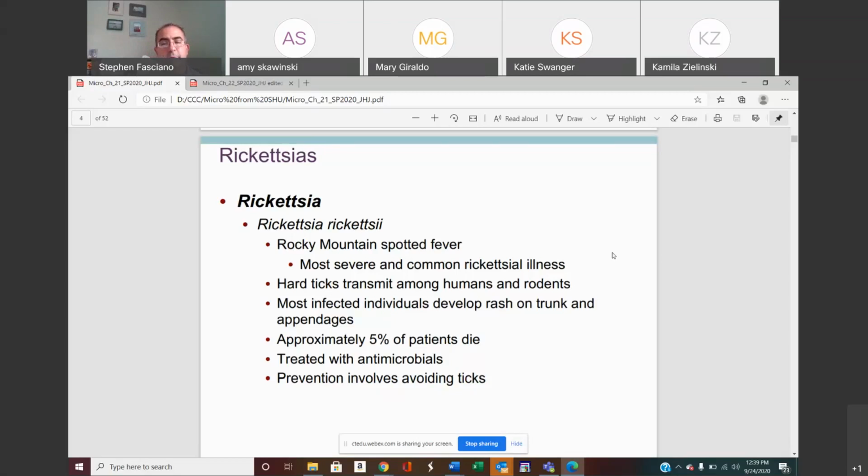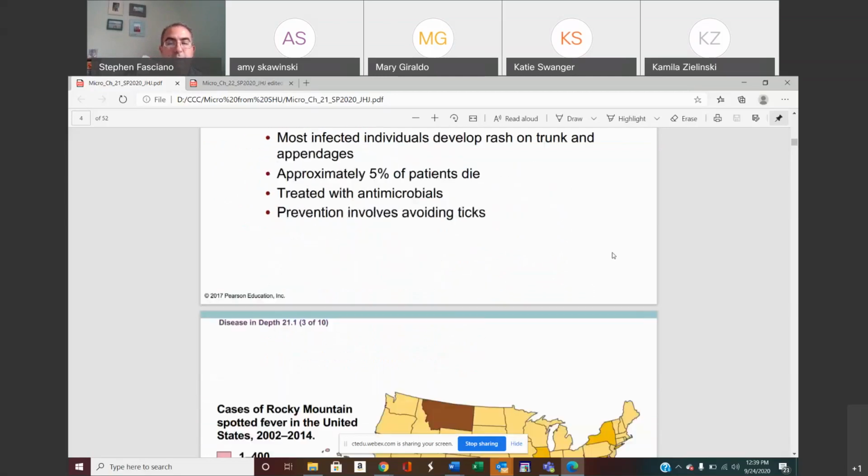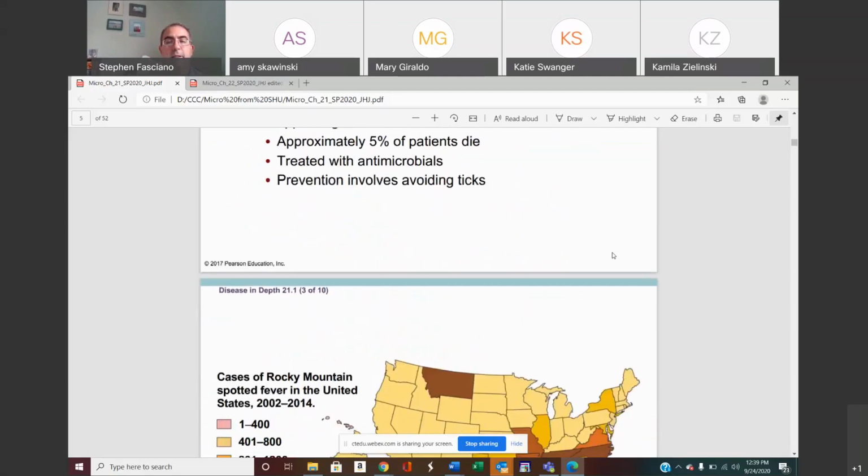transmitted by ticks, right? And so the ticks bite a human, and they can actually transmit the disease or the bacteria to the human. Most infected individuals have a rash. Only about 5% of patients die. They are treated with antimicrobials, and prevention involves avoiding ticks. With all of these, a lot of the prevention is avoiding ticks, right? And that's the same thing.